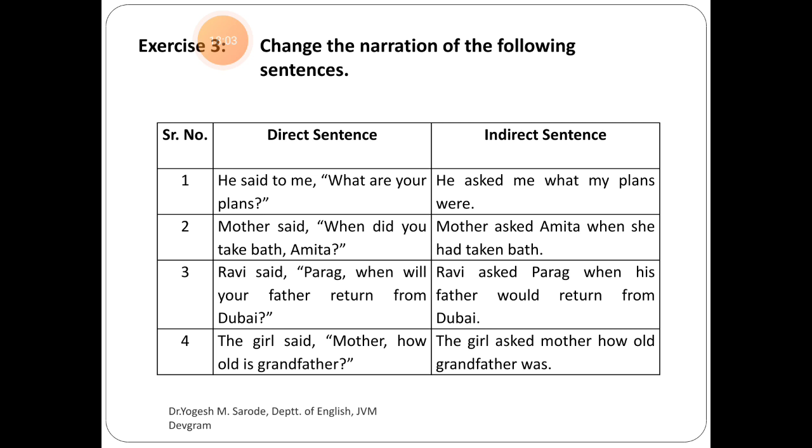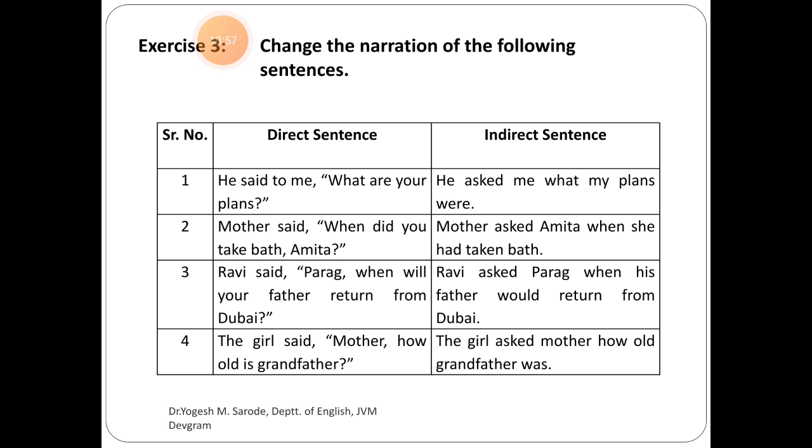Example 4. The girl said, "Mother, how old is grandfather?" Indirect will become: the girl asked mother how old grandfather is. The plain form will become "how grandfather is old". Because the reporting verb is in past tense, "said", "is" will become "was": how old grandfather was. So, in this way, you have to make indirect speech of both patterns, that is, auxiliary type questions and WH questions.